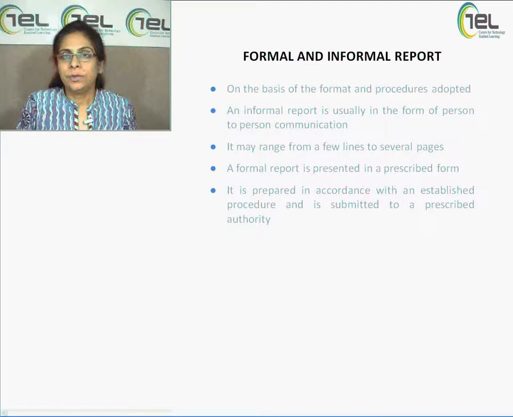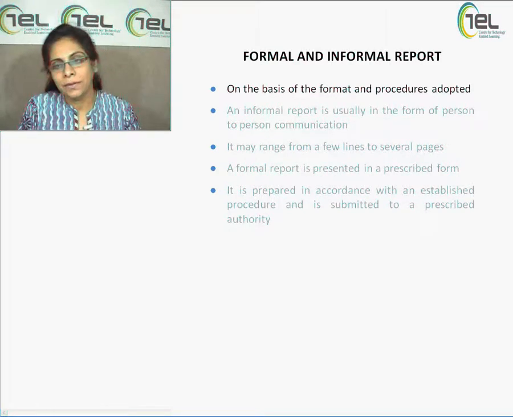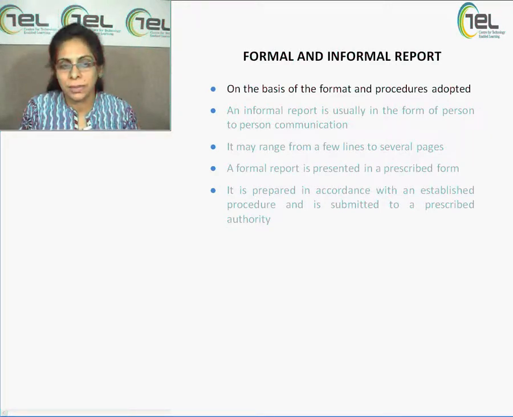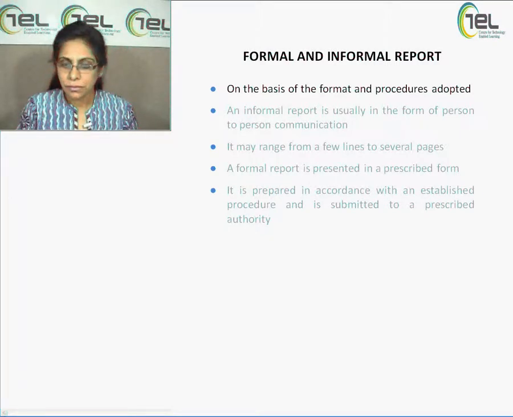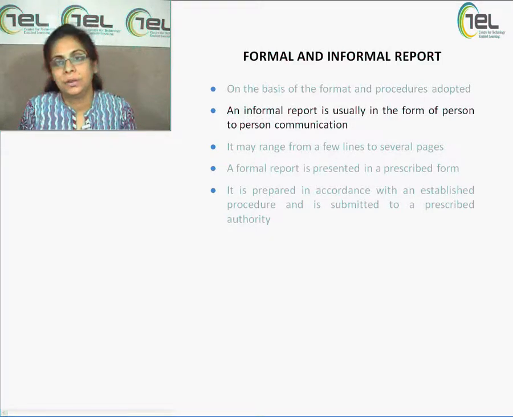Formal and informal reports. This demarcation is made on the basis of the format and the procedures adopted. An informal report can be casually written and just submitted, whereas a formal report needs to be written in a particular format, and a layout needs to be observed.